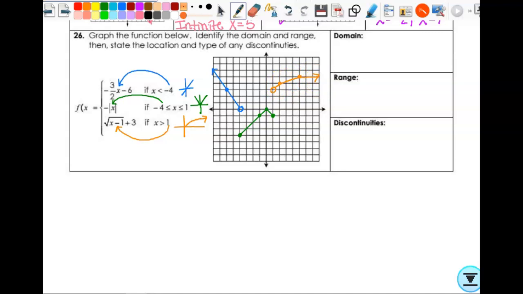Okay, so then I have to state my domain. So I start out here at negative infinity. All that's taken care of all the way to infinity. So negative infinity to infinity. Range. I start down here at 1, 2, 3, 4. At negative 4, which I include. And then I go all the way up to infinity. Discontinuities, I've got jump twice. Got it at x equals negative 4. And x equals 1, which again is where we change here.